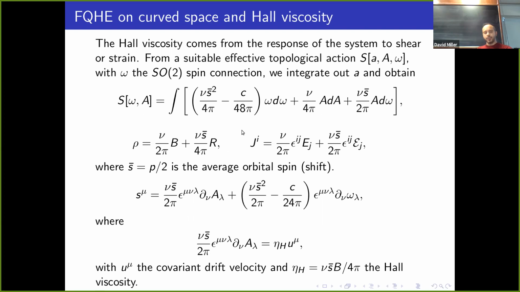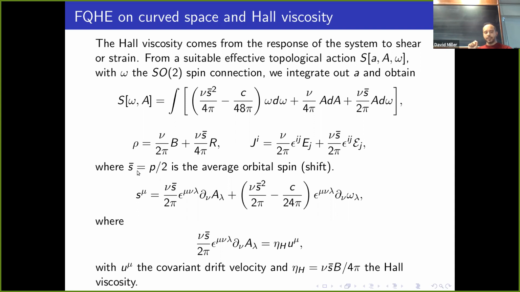When you do the variation with respect to omega, you get the first term here that comes from, of course, from here. And then the second term, because it's just from the gravitational anomaly. Now, the first term is important because it can also be rewritten in this way. So you can write this as eta times u mu, and this vector u mu is what we call the covariant drift velocity. But the coefficient here is really important, it is the Hall viscosity. It's the product of the filling factor, this orbital spin, and the magnetic field. And the value of this depends on the fractional states.